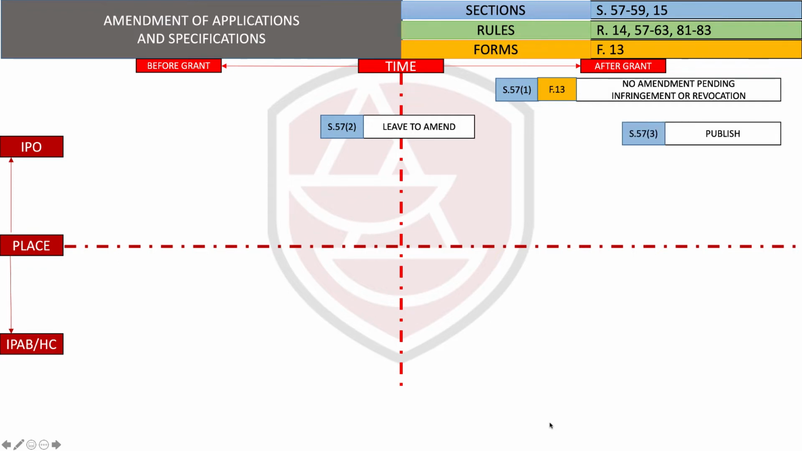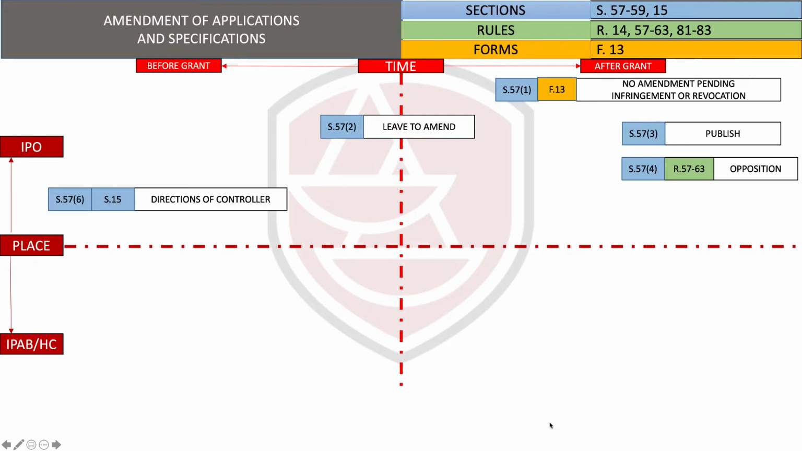And once the leave to amend is filed, the amendment has to be published. Once the request to amend is published, an opposition can be filed, and the relevant rules for the oppositions are mentioned in the green box. And then the controller has the discretion to ask for certain amendments. These are the amendments at the discretion of the controller.